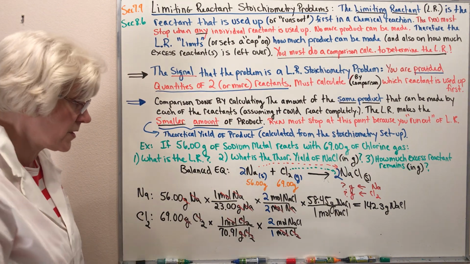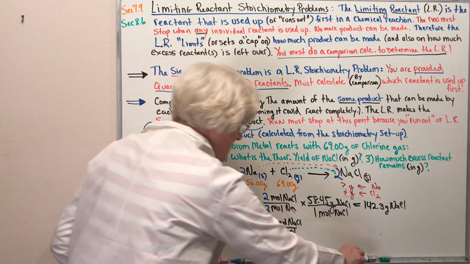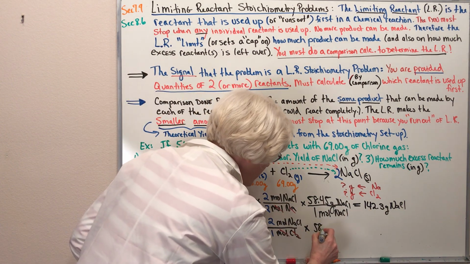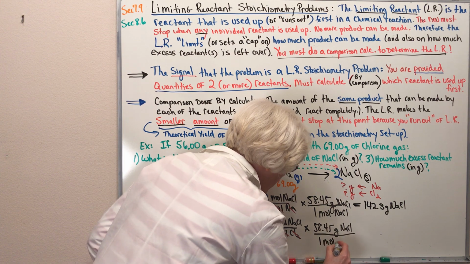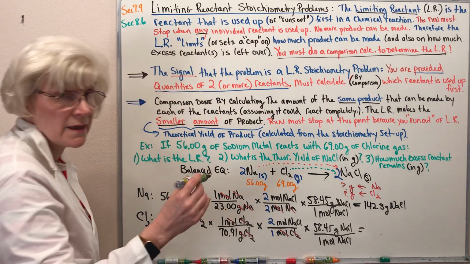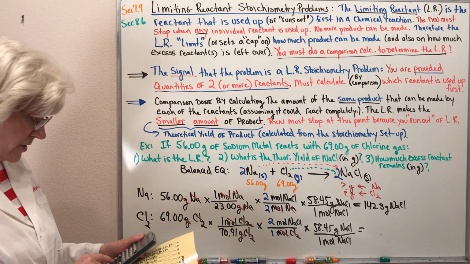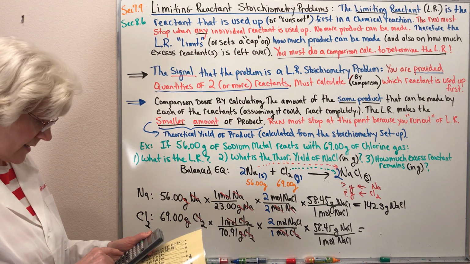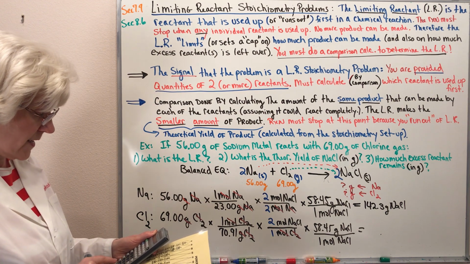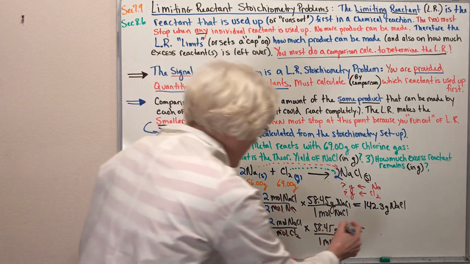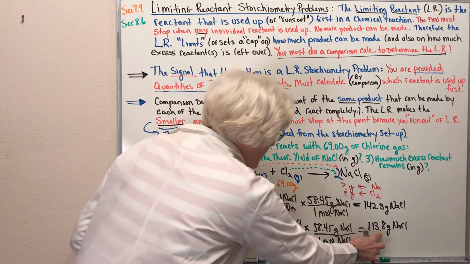I'm left with moles of sodium chloride, but I need to take it to grams of sodium chloride to make the comparison. So I'm going to use that same molar mass of sodium chloride, 58.45 grams of sodium chloride per every 1 mole of sodium chloride, and do the plug and chug, plug in the numbers into my calculator, crank through the answer, and when I do this calculation, and hopefully you are calculating right along with me, I come up with 113.8 grams of sodium chloride that can be made from the chlorine.